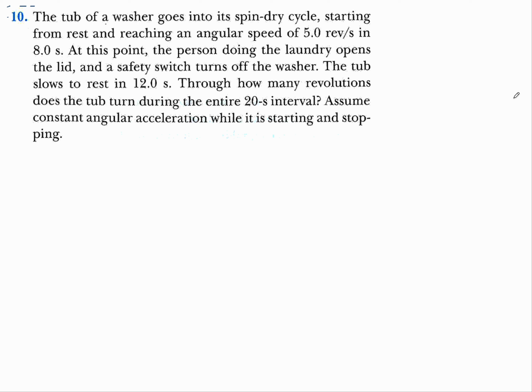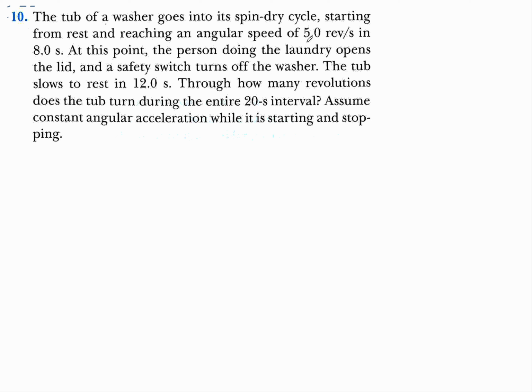So for number 10, the tub of a washer goes into a spin-dry cycle, starting from rest and reaching an angular speed of 5 revolutions per second in 8 seconds. At this point, the person doing laundry opens the lid and a safety switch turns off the washer. The tub slows to rest in 12 seconds. For how many revolutions does the tub turn during this entire 20-second interval? Assume constant angular acceleration while it's starting and stopping.